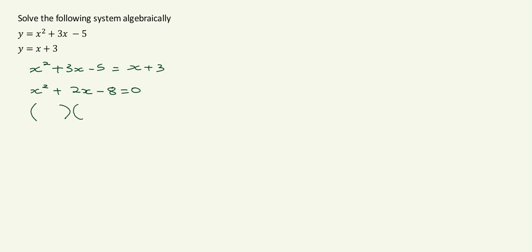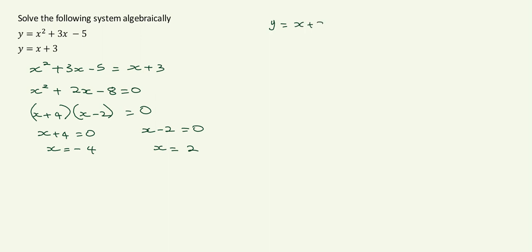So we have x plus 4, x minus 2 equal to 0. So x plus 4 equal to 0, which tells us that x equal to minus 4. We also have x minus 2 equal to 0, which tells us that x equal to 2. So I'm going to substitute these two values into y equal to x plus 3.